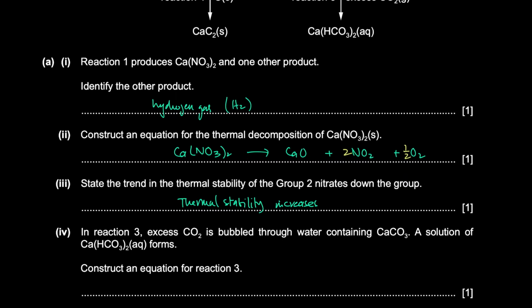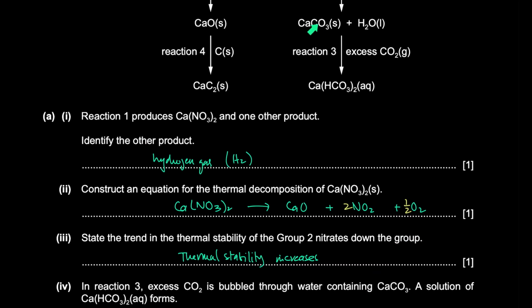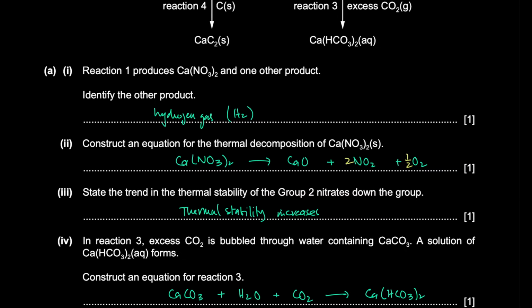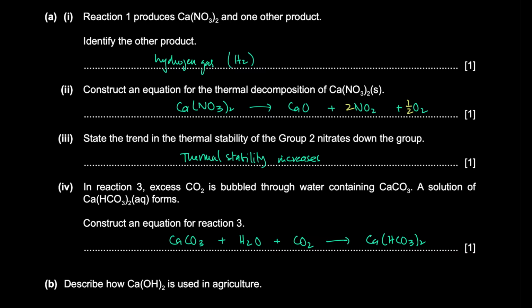So what they're saying is that if you have calcium carbonate to begin with, and you have water, right? And if you bubble carbon dioxide through it, you form calcium hydrogen carbonate. Okay, I haven't done anything here. All I've done is I've taken calcium carbonate in water, I've added carbon dioxide, and I've formed calcium hydrogen carbonate. And this equation over here is balanced.